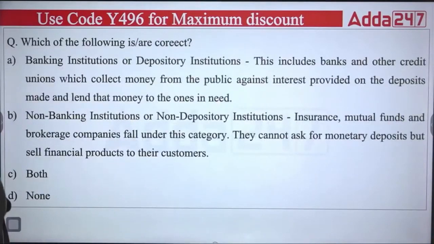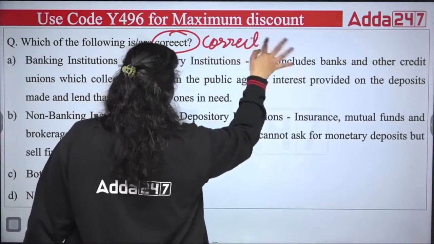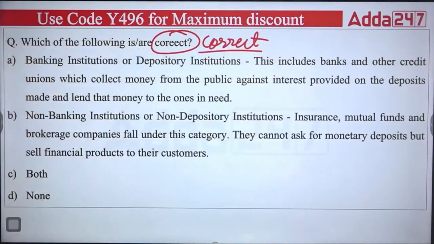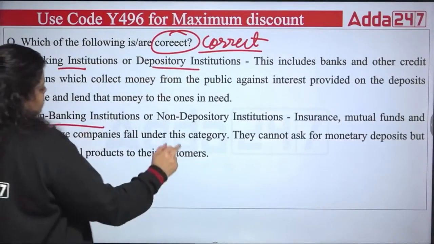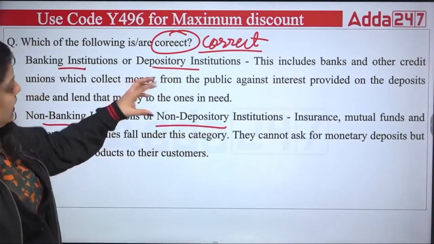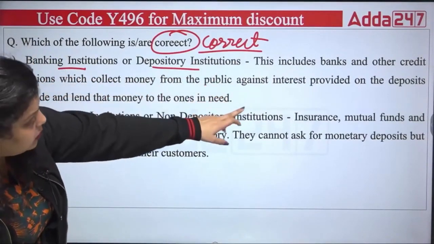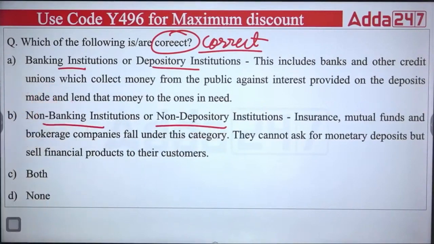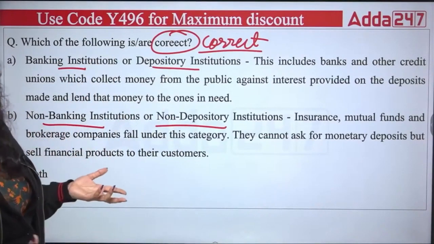Next question we have: which of the following is correct? You have to answer that. First is the definition of banking institution and non-banking institution. The banking institution is a depository institution. Second is non-banking institution, a non-depository institution. First is saying this includes banks and other credit unions which collect money from the public against interest provided on the deposits made and lend that money to those in need. And this is what a bank does. Bank accepts money, provides loans to the public, and on that the bank also charges interest.